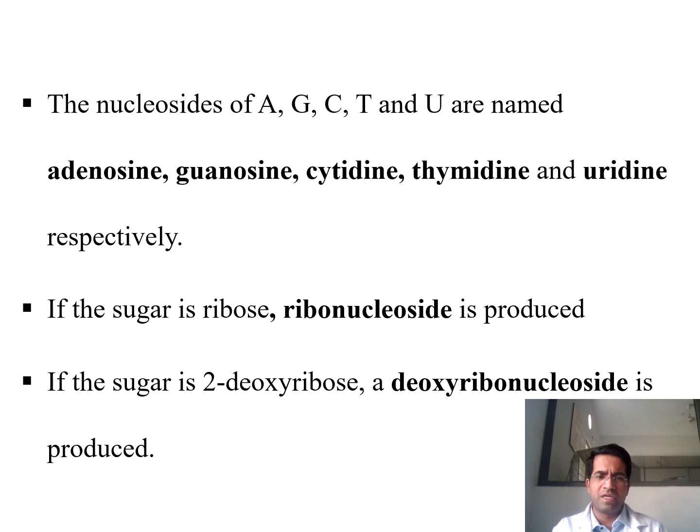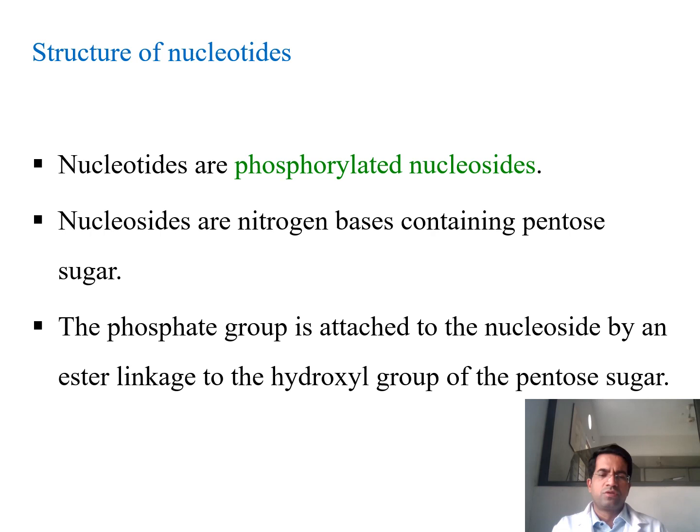So if you observe here, the nucleosides of purines end with S-I-N-E, and the nucleosides of pyrimidines end with D-I-N-E. So if the sugar is ribose, a ribonucleoside is produced. If the sugar is deoxyribose, a deoxyribonucleoside is produced. So next we will study the structure of the nucleotide.